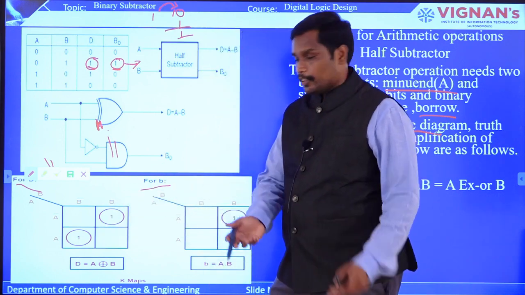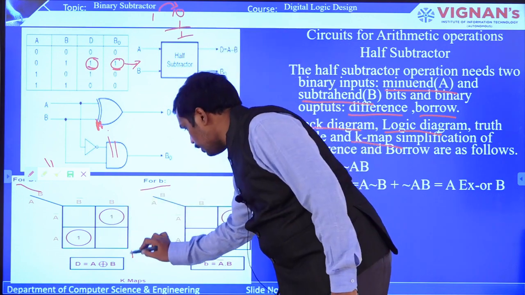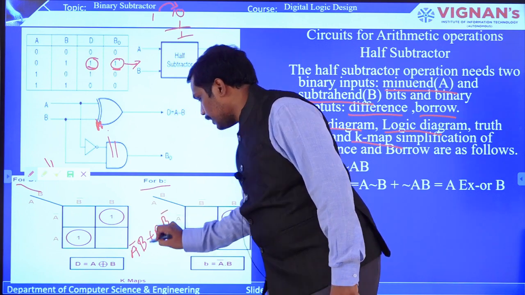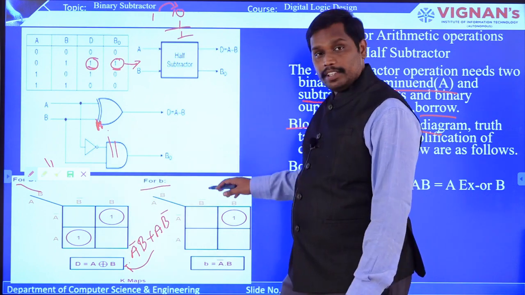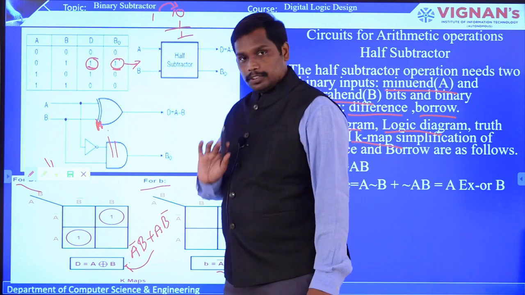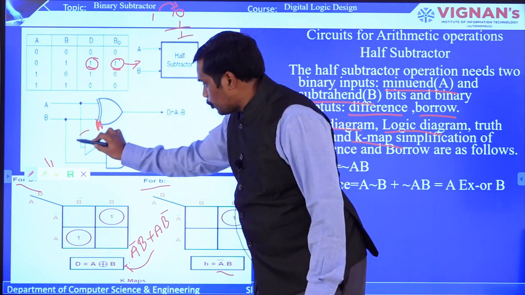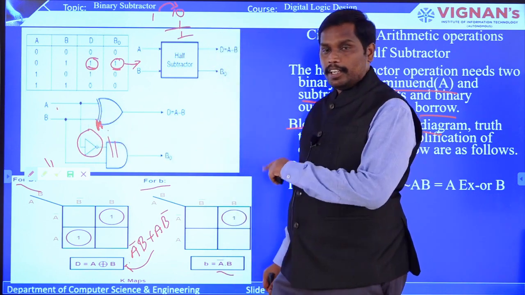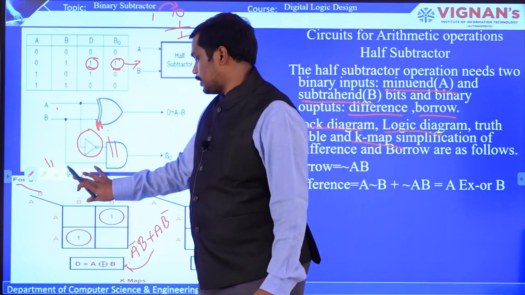There are no chances of forming a group. So this can be written as A bar B plus A B bar, which is represented as XOR. This is how you construct it for difference, and this is for borrow. So borrow is A bar B. This is the small diagram change from the half adder and full adder. Here you apply NOT for this A. This is the difference between the half adder and the half subtractor. So I hope that this is clear.